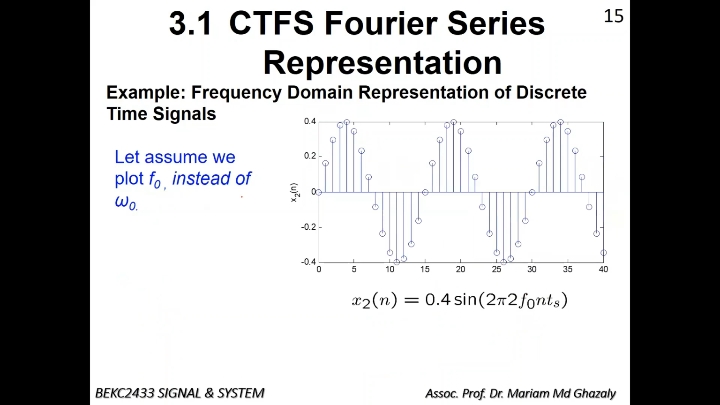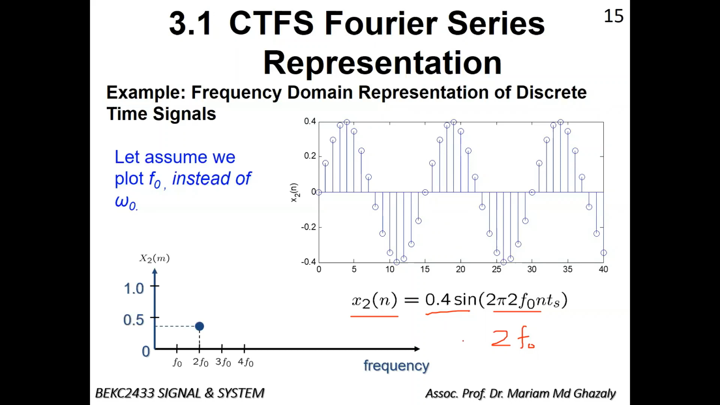Okay. Let's look at another signal, which is x2[n]. So x2[n] is given by an amplitude of 0.4, and then we have the frequency at 2 pi f. So f naught here is given by 2f naught. So 2f naught is the second harmonic. So let's say that we have the second harmonic at 2f naught, and we have the amplitude at 0.4.